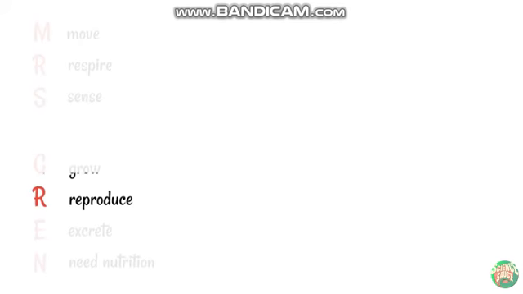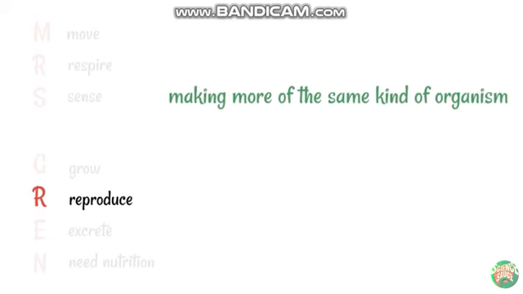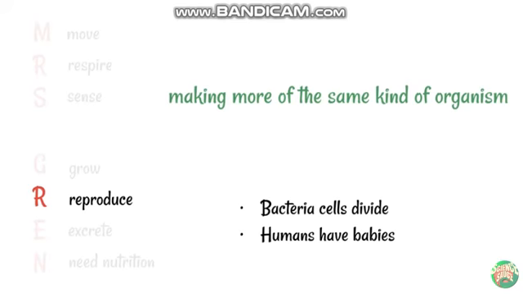All living things can reproduce, and this is making more of the same kind of organism. So, for example, bacteria cells will divide to produce more of them. Humans have babies. Flowering plants produce seeds, etc.